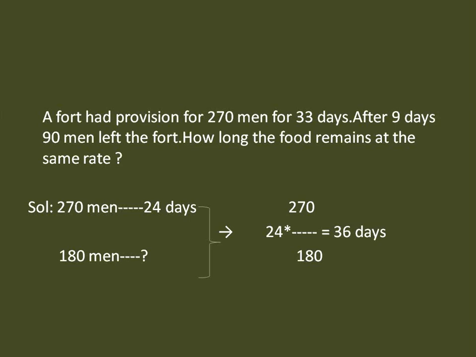That fort had provision for 270 men for 33 days. After 9 days, 90 men left the fort. Let us assume that after 9 days, no man has left the fort. What will happen? Already 9 days have been completed. For the remaining 24 days, the food will definitely last. So after 9 days, what is the position? Food is available for 270 men for 24 days.